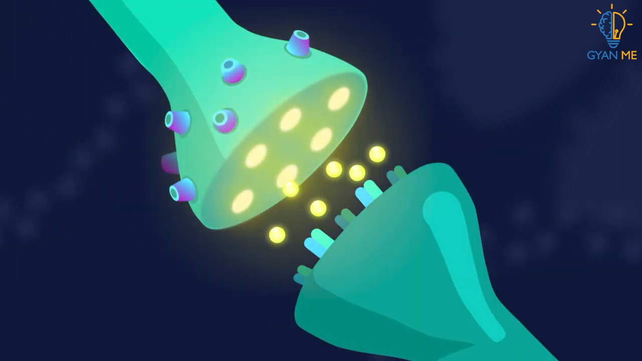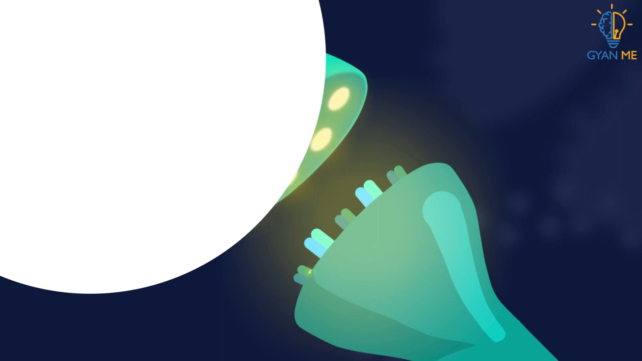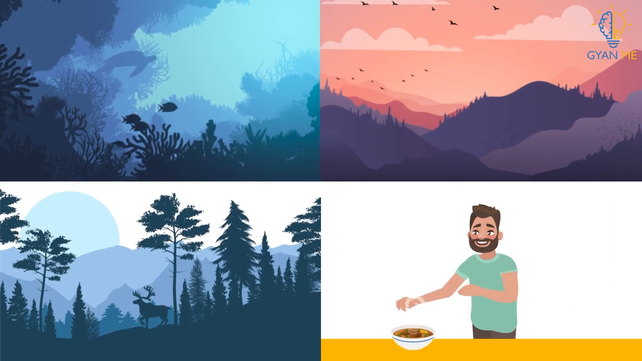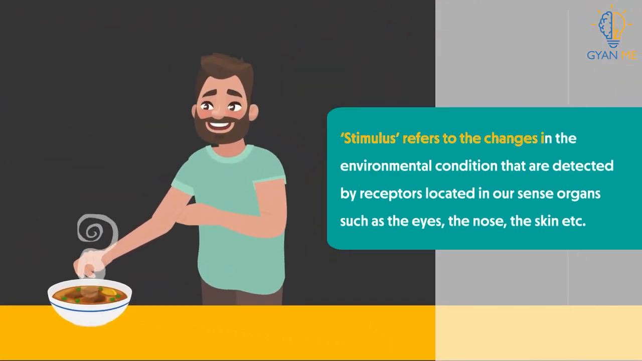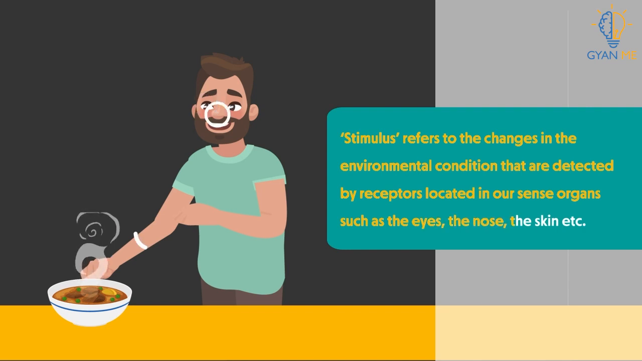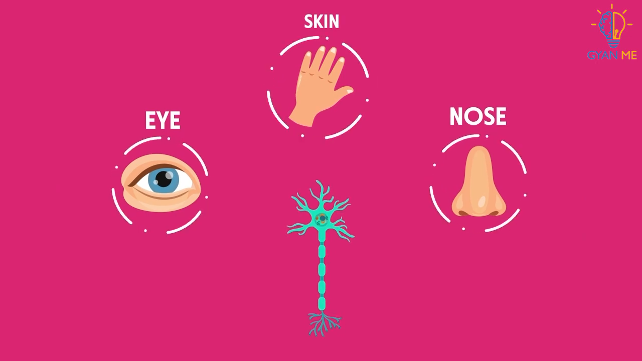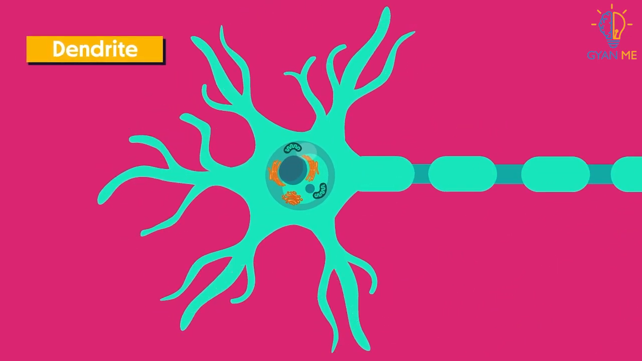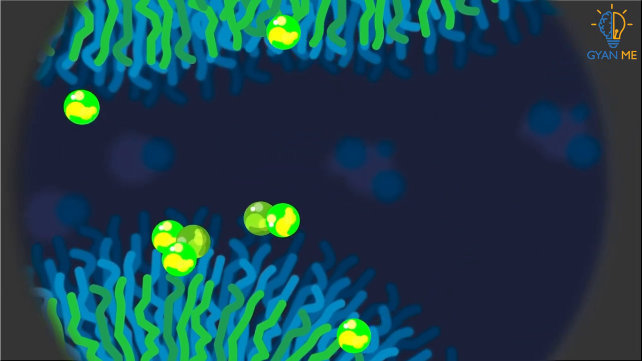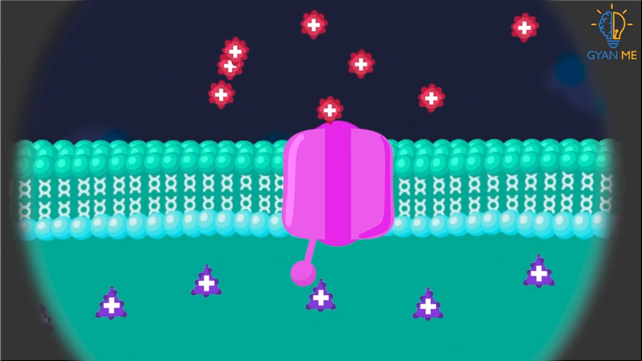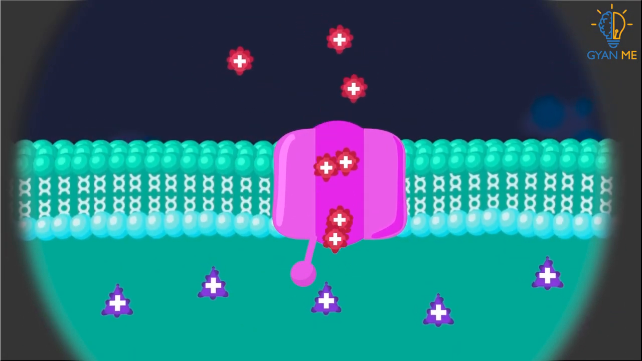Let us see how these synapses help in passing on signals. One of the characteristic features of all living organisms is responding to stimuli. A stimulus refers to changes in the environmental condition that are detected by receptors located in our sense organs such as the eyes, the nose, the skin, etc. These sense organs have sensory neurons. As soon as the dendrites of these neurons receive some stimuli, a series of chemical changes are generated in them. These changes convert external stimuli to electrical signals called action potentials.